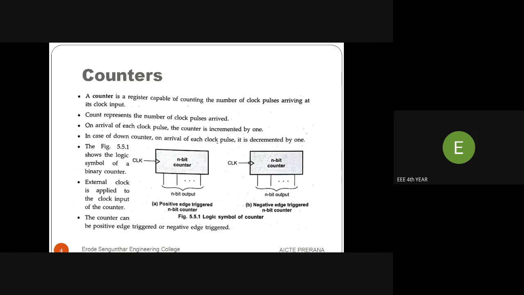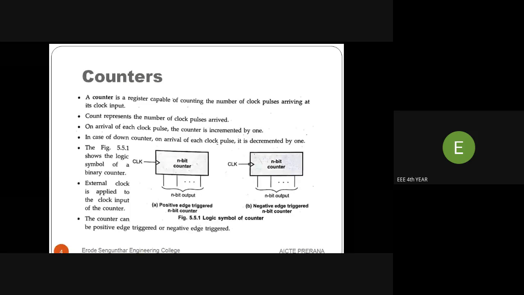A counter is a register capable of counting the number of clock pulses arriving at its clock input. In general, we know the term counter. For example, what is the purpose of a ticket counter? In a ticket counter, we know how many persons entered a particular batch after being given a ticket. Likewise, a counter is a register.